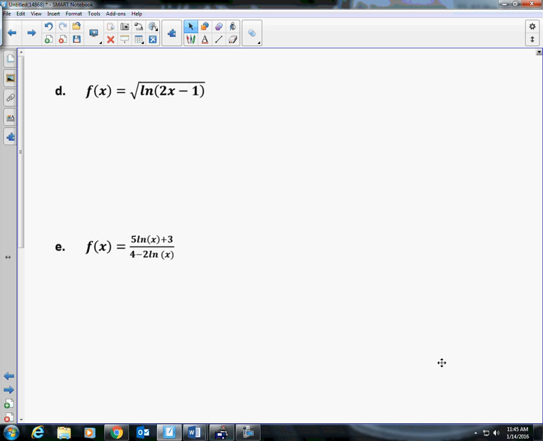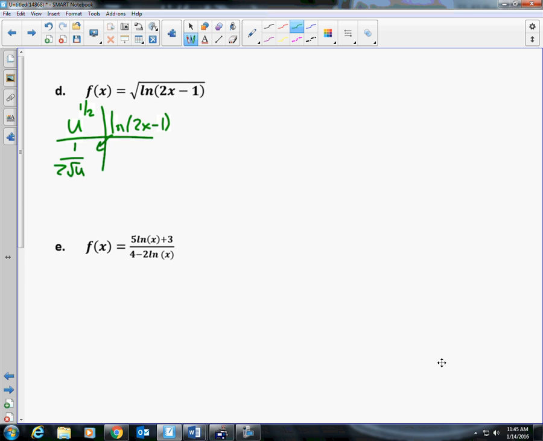Okay, f of x equals the square root of natural log of 2x minus 1. We need to take the derivative. What rule do we use? Chain rule. What is the inside function? Good. What is the outside function? Under the 1 half. What's the derivative of u to the 1 half? And how do we take the derivative of natural log of 2x minus 1? Okay, chain rule again.